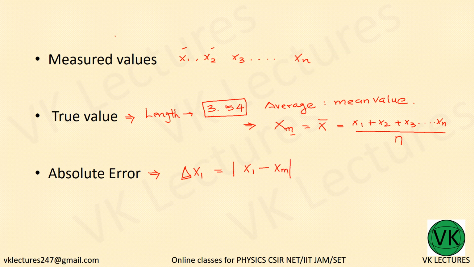And what is delta x2? Delta x2 is mod of x2 minus the mean value, and it goes on. Then you will have a series of delta x1, delta x2 etc. up to delta xn. Now these are absolute errors.